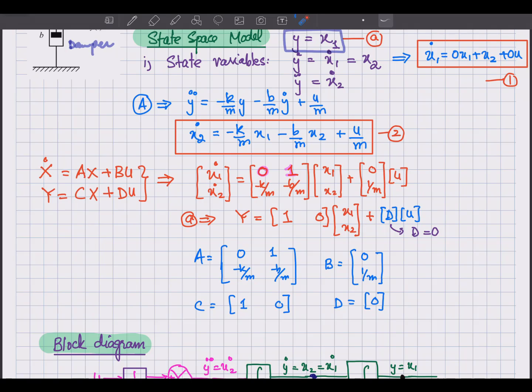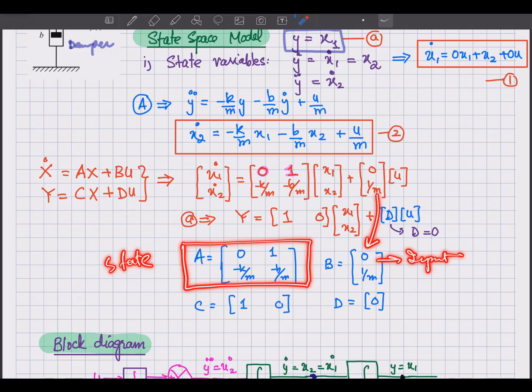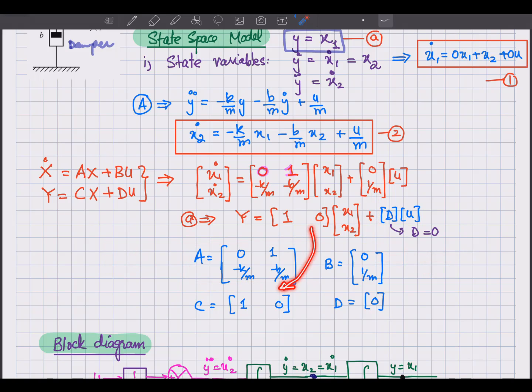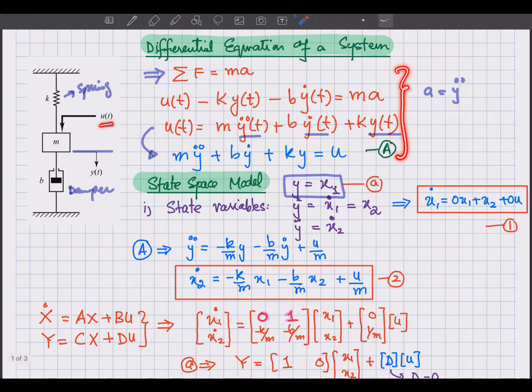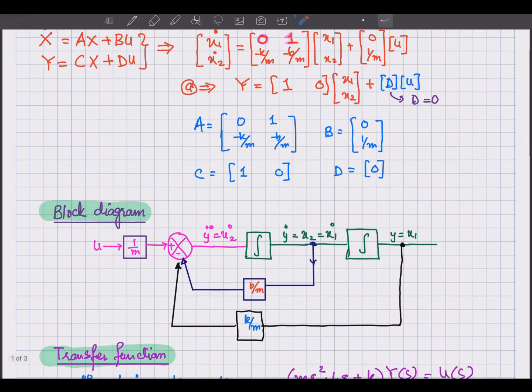So matrix A for this system is this one, that is the state matrix, and the input matrix is this one, and this is the output matrix, and this is the direct transmission matrix, that is 0 in this case. Means our input is not directly linked with the output. Okay, now we have seen the differential equation defining this system, and then we have seen how we can develop the state space model.